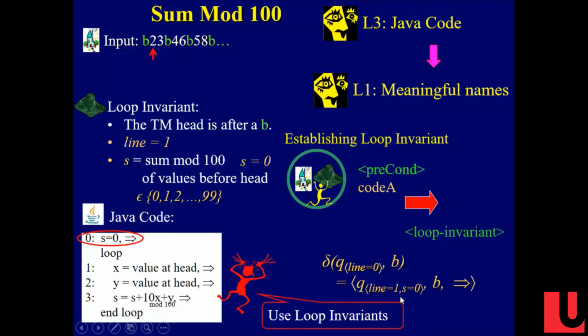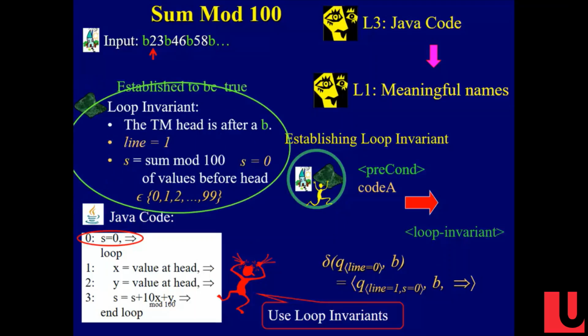So what state am I in now? Well, I didn't say it here, but I went down to line 1, so I'm in line 1. I know S is 0. I read a blank, and I wrote the blank back so I didn't destroy it. And I moved right. Everybody see how that establishes the loop invariant? Does that make sense?